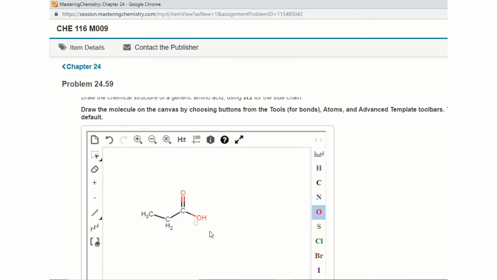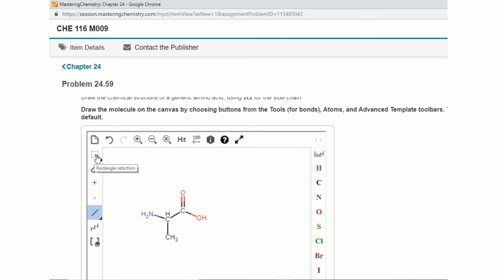So there's my carboxylic acid, and every amino acid has a carboxylic acid side and an amine side. So on the left, I'm going to put in my amine, and then here's the difficult part, right? I need to put in my R group. So I'm going to change this methyl group to an R group.